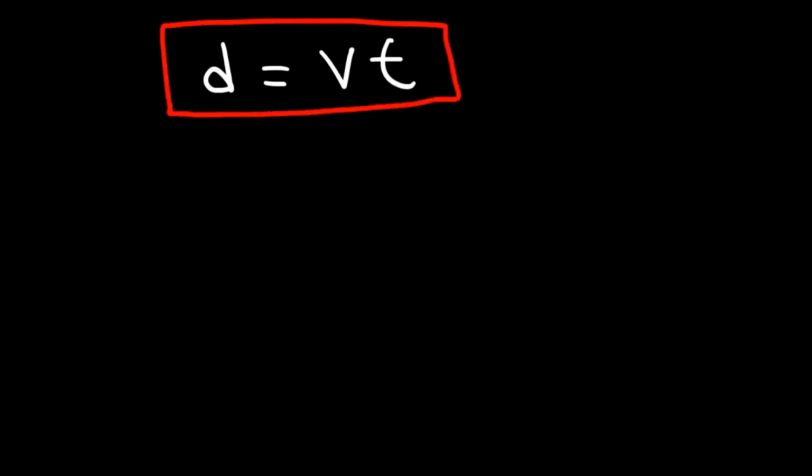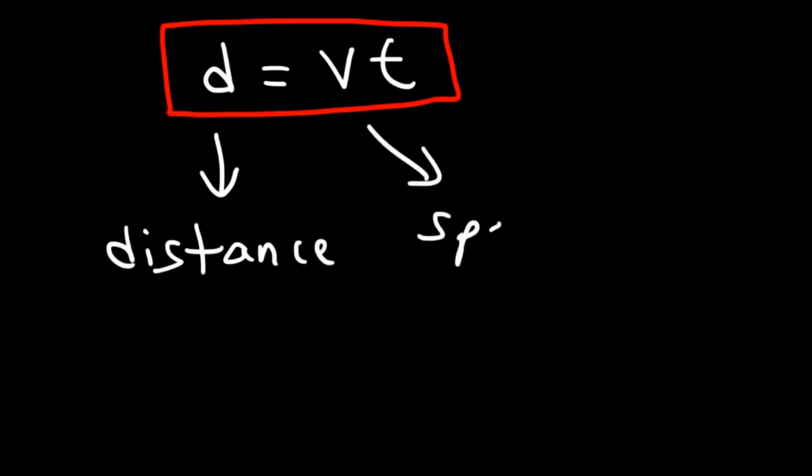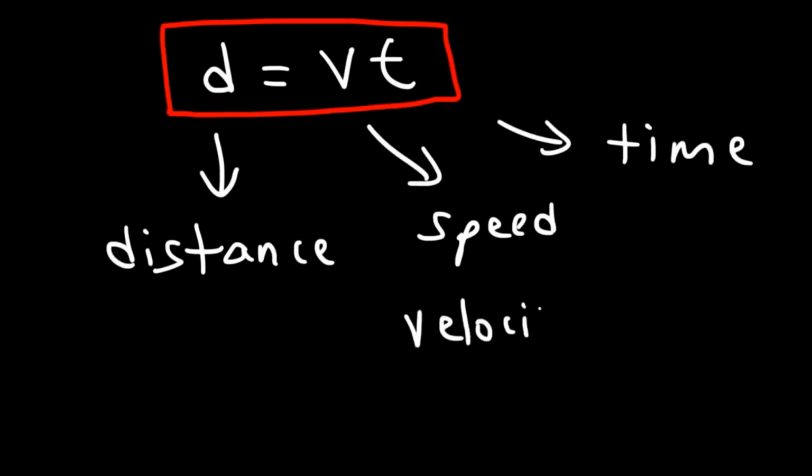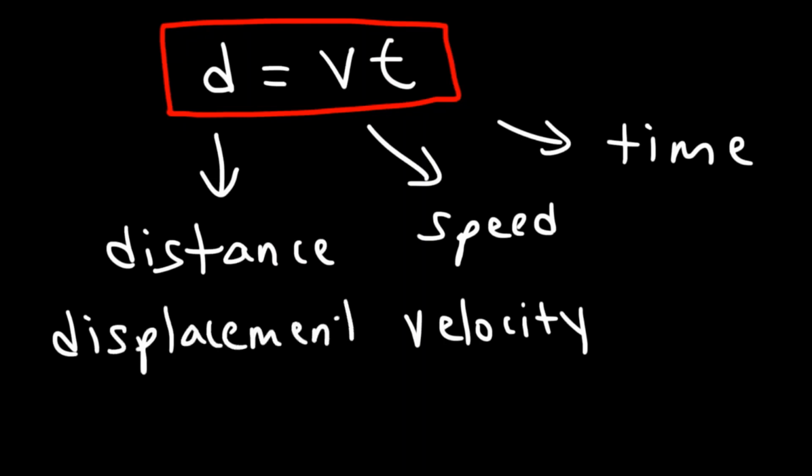Now this is a formula that you need to know. It's D equals Vt. In this equation, D represents distance, V represents the speed, and T represents the time. Now sometimes in this formula you can use velocity instead of speed, and if you do so, distance will no longer technically be represented by distance, but it's going to be represented by displacement. So you can use that simple formula in many different ways.